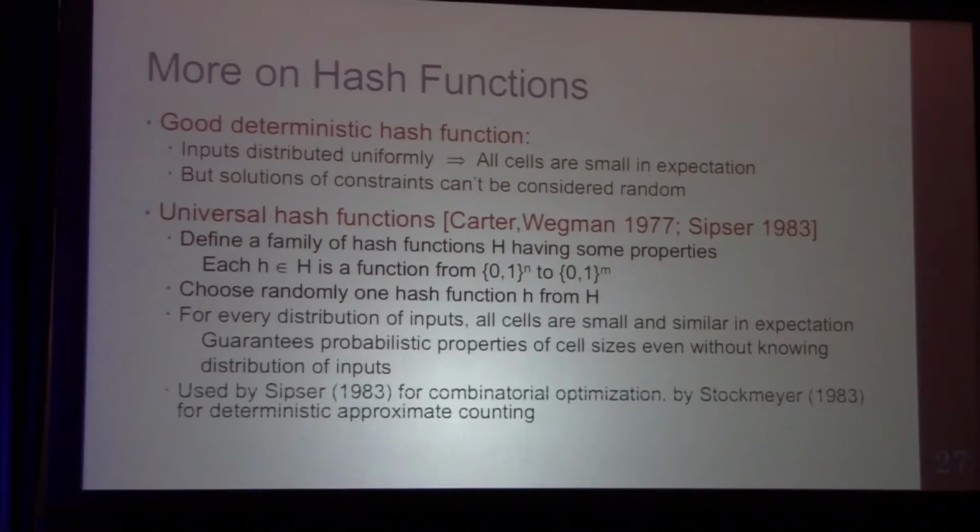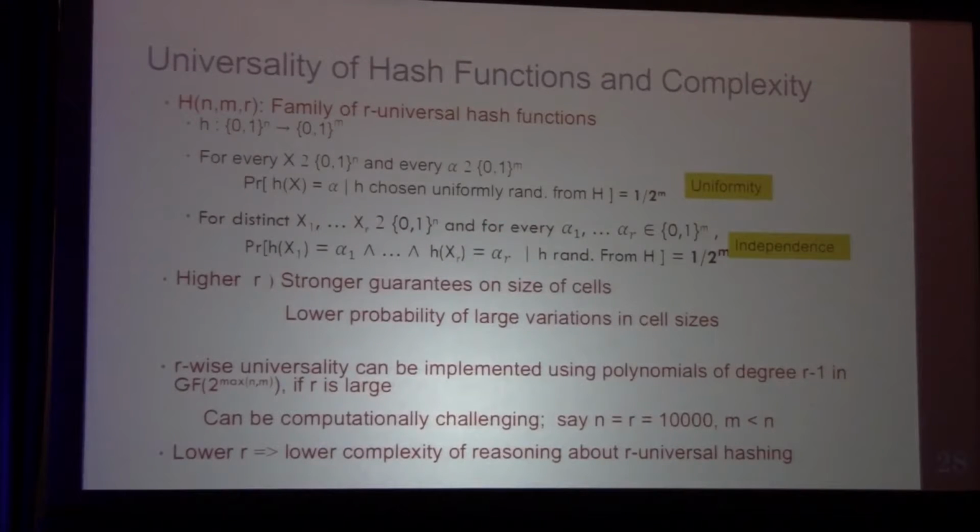And this is a very important point. And this was used by Simpson very effectively in 1983 for combinatorial optimization. Stockmeyer's papers, which showed the computational complexity of approximate counting, also use this in a very crucial way. So I just want to spend a slide on how this looks. So we are going from {0,1}^n to {0,1}^m, and I want to have another parameter for these universal hash functions called r. So we call these r-universal hash functions from {0,1}^n to {0,1}^m.